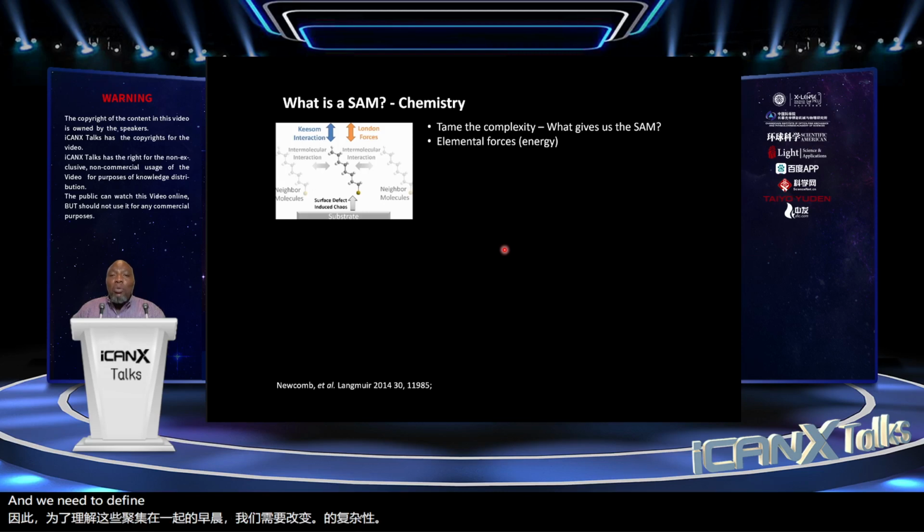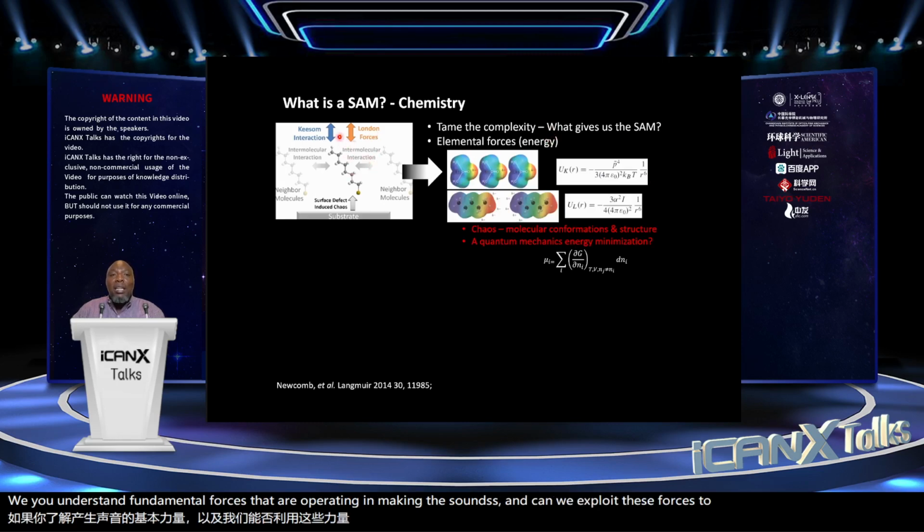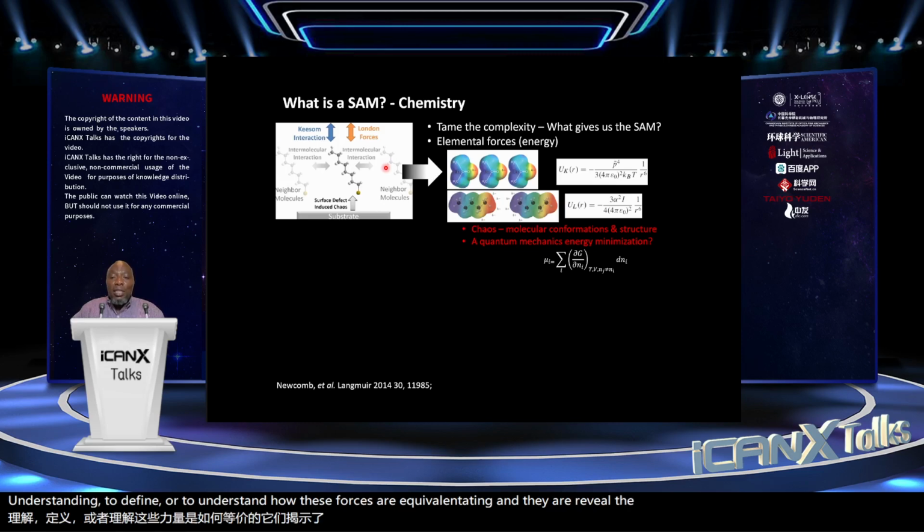And so to understand these self-assembled monolayers, we need to tame the complexity, and we need to define exactly what the SAM is. Is it really perfectly ordered? Is it really disordered? Do we understand the fundamental forces that are operating in making the SAMs? And can we exploit these forces to reveal their organization? I believe that we can use simple equilibrium understanding to understand how these forces are equilibrating and therefore reveal the structure of the SAM.